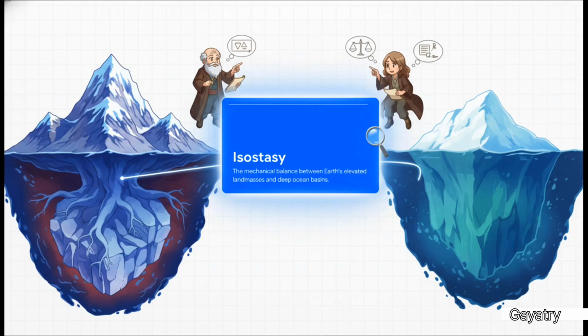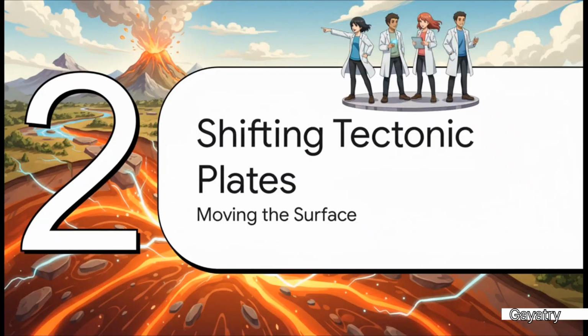Think of it like a giant iceberg. A massive mountain peaking up on the surface actually requires a deep, lighter root beneath it to stay afloat in that denser mantle. Section 2. The shifting tectonic plates. Now that we know what's inside and how it all balances out, let's see how those immense internal forces push the surface around.